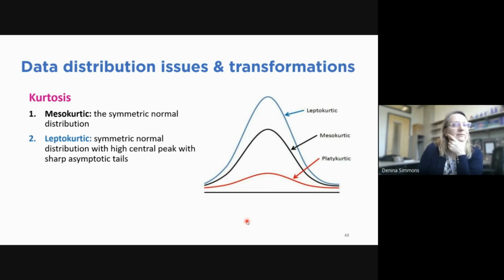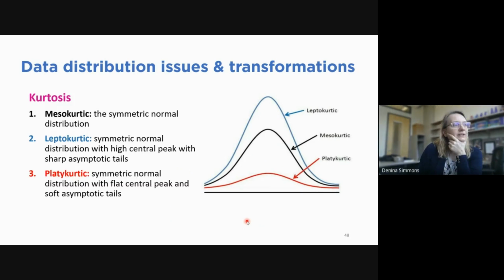And then when we do something like a log or a cube transformation, we tend to get something that looks more platykurtic. So it's symmetrical, but it gets flattened in the center. In our data sets, we're always striking a balance between these three things. The goal is to get to the meso, but a little bit of platykurtosis or leptokurtosis is not the end of the world.